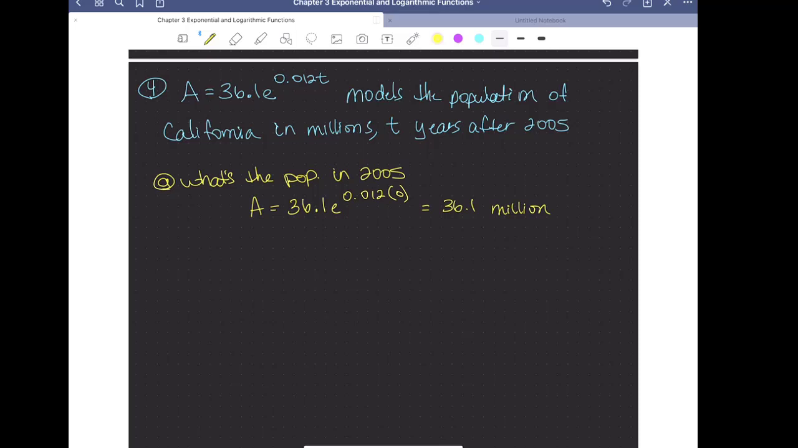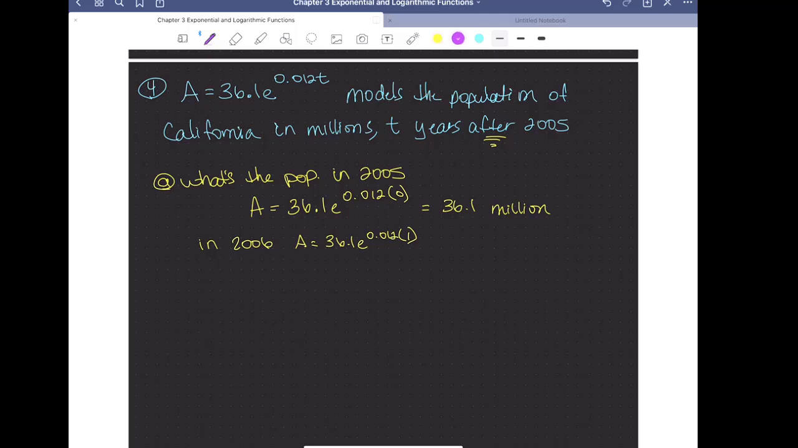Now, if you wanted to figure out that population in 2006, A is going to equal 36.1 e to the 0.012 t. What are we going to put in for t now? We're going to put in a 1, because 2006 is 1 year after. So make sure we're looking for those key words, especially if they put in there an after or a before.